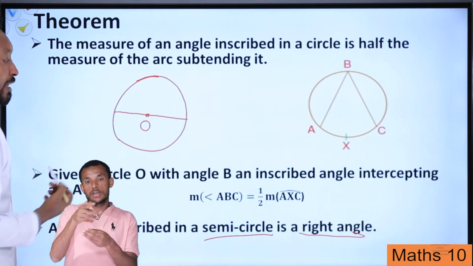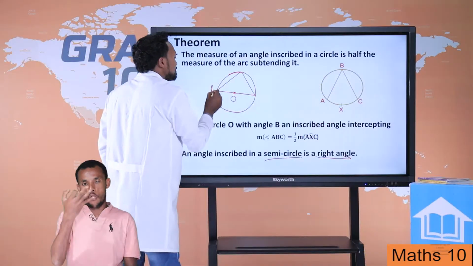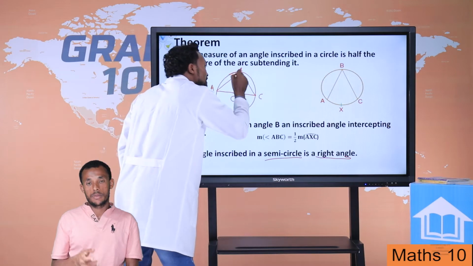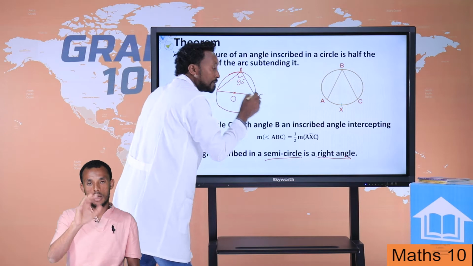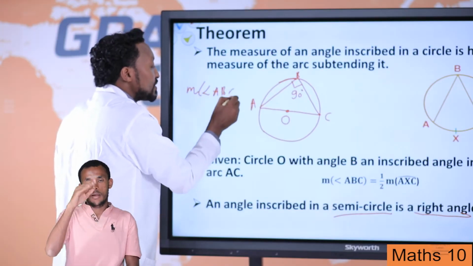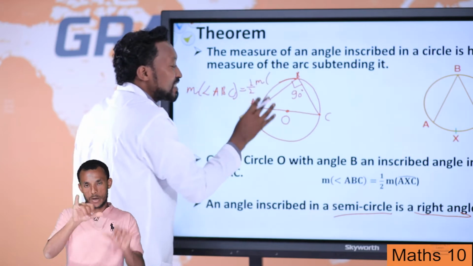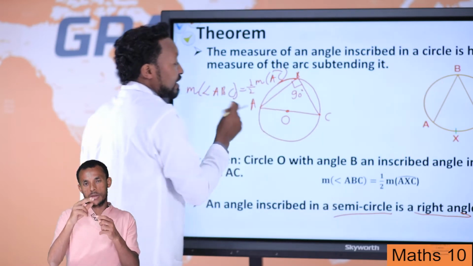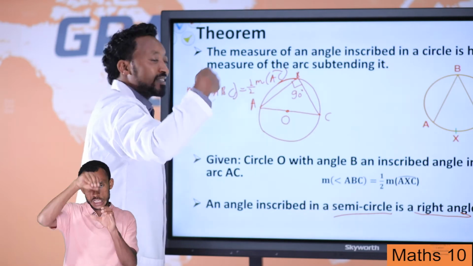This is a semicircle. Therefore, the measure of angle ABC here is 90 degrees. How to get this one? The measure of angle ABC is the same as half of the measure of the intercepted arc. Which one is the intercepted arc? AC. This intercepted arc is subtended by the semicircle.